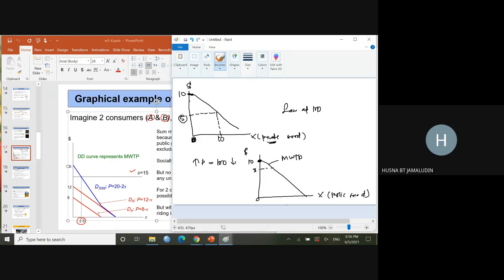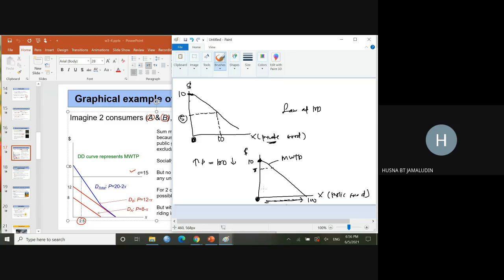Okay, so basically, why is it downward sloping? Because we are talking about public goods. When you don't have any public good, people are willing to pay a higher price, which is $10. But later on, when you have more of the X, when you move from 0 to maybe 100, the explanation is a bit tricky. When you have zero public good, people are willing to pay a higher price, which is 10 ringgit or $10.